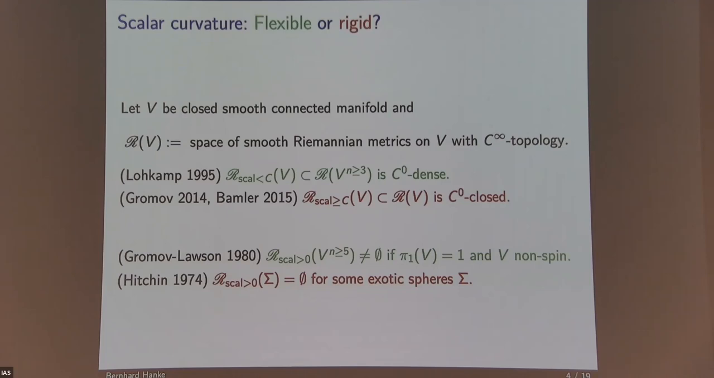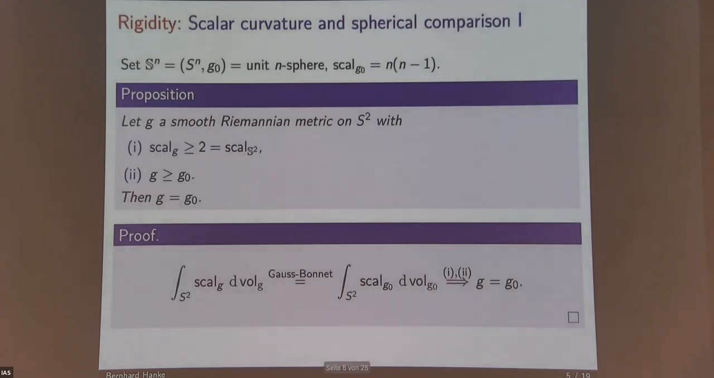Okay, so now in the rest of my talk, I would like to restrict to the rigidity aspect of scalar curvature. And here let's look at a particular example in dimension two. Namely, we look at the two sphere. So just to introduce some notation, I look at the n-sphere with the standard metric g0, and this I denote by S hat. And so this has scalar curvature n times n minus 1; for the two-sphere, scalar curvature 2.